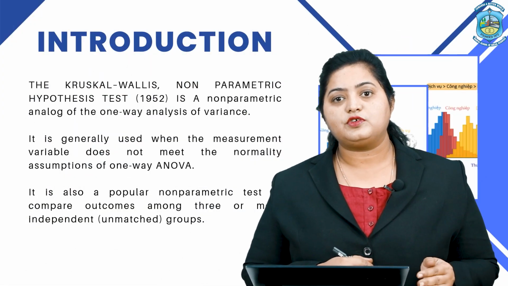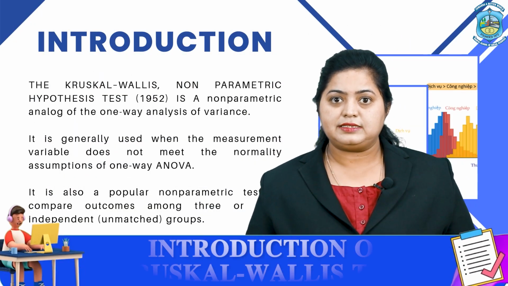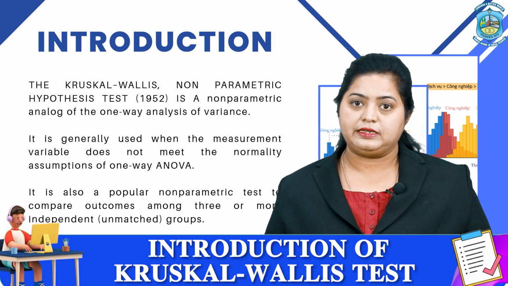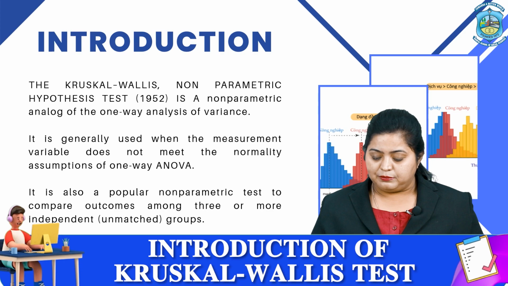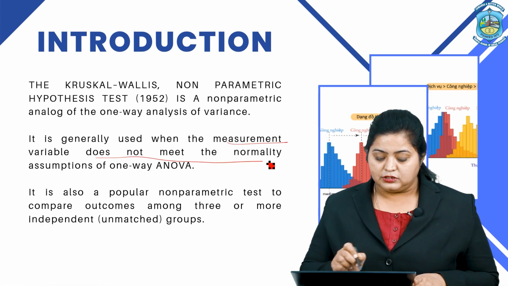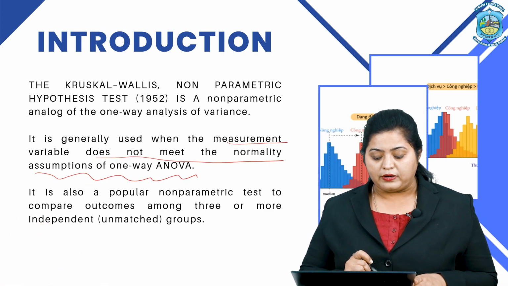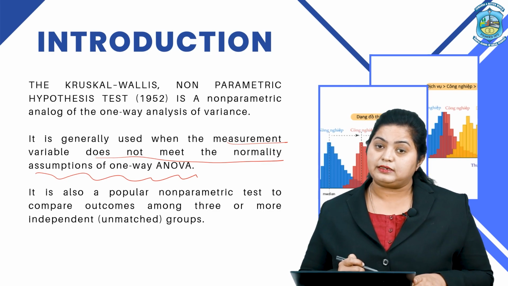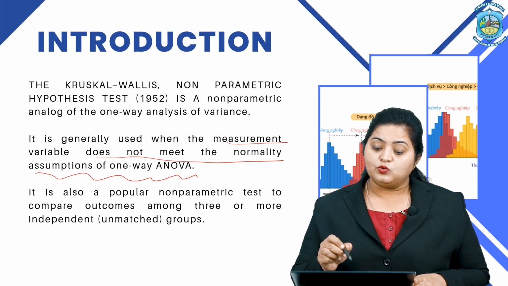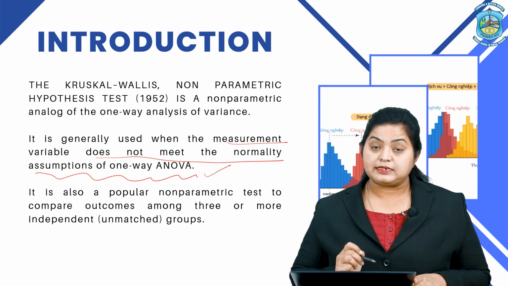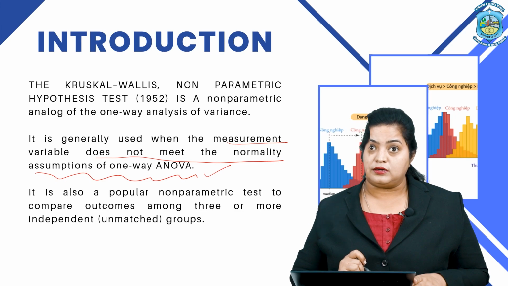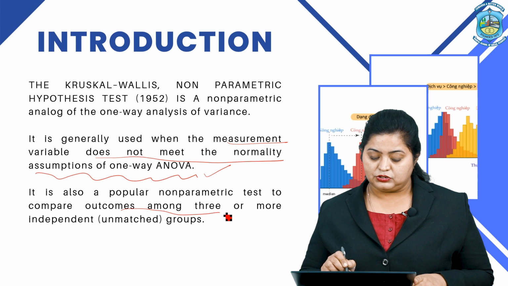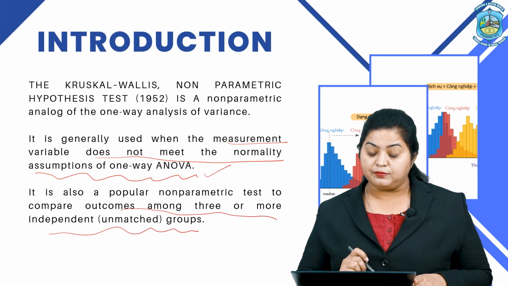Now the introduction of the Kruskal Wallis test. Kruskal Wallis is a non-parametric test and it is a replacement of analysis of variance. It is generally used when the measurement variables do not meet the normality assumption of one-way Anova. That means if your data is not normally distributed, in that case, you follow the Kruskal Wallis test in place of one-way Anova. It is also a popular non-parametric test to compare the outcome among three or more independent unmatched groups.